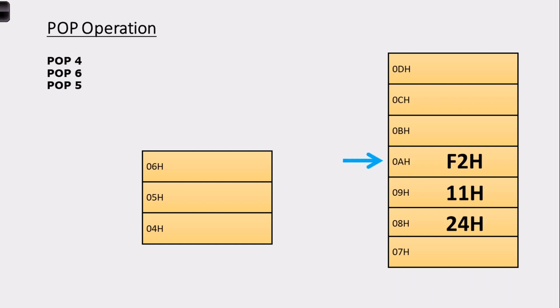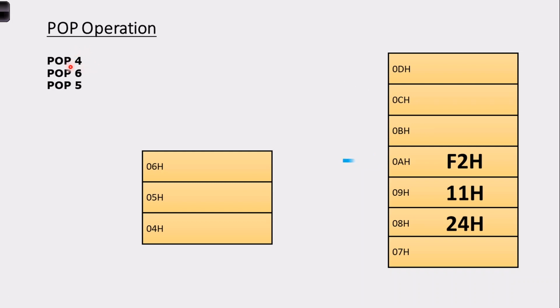Now here we have written POP 4, POP 6 and then POP 5. There we had written 1, 2, 3, so the contents of 1, then 2, and then 3 have been loaded. Now if you look at the stack memory, it is last in first out. The data which we have put at the last will be taken out first. So as we have put in 24, 11 and then F2, we will be taking out the data as F2, 11 and then 24 hexa. Now if you are taking F2, 11 and then 24, what will the destination be?